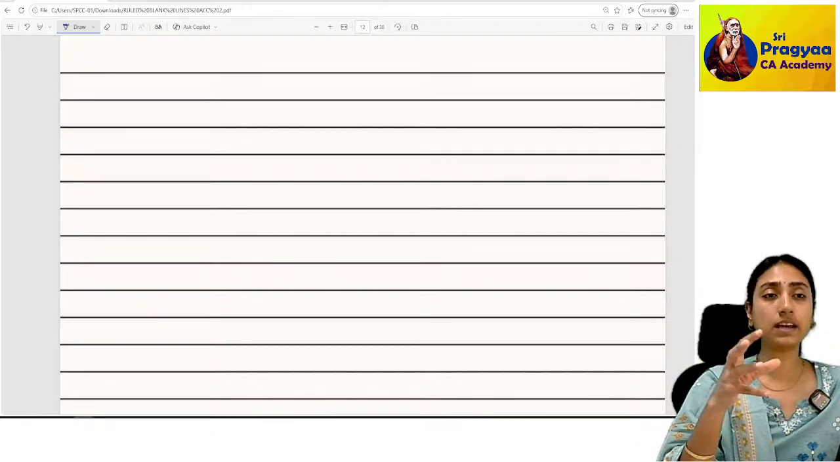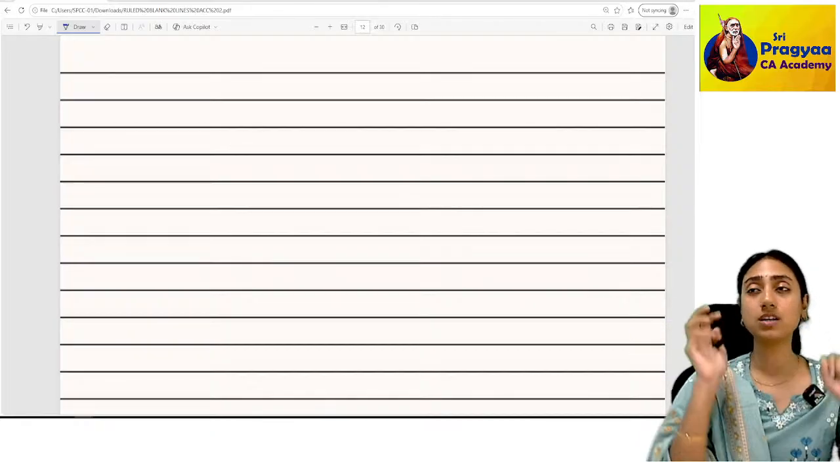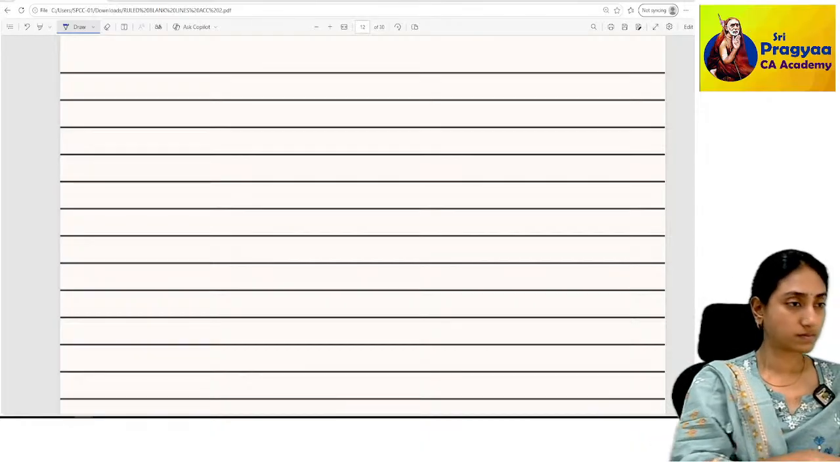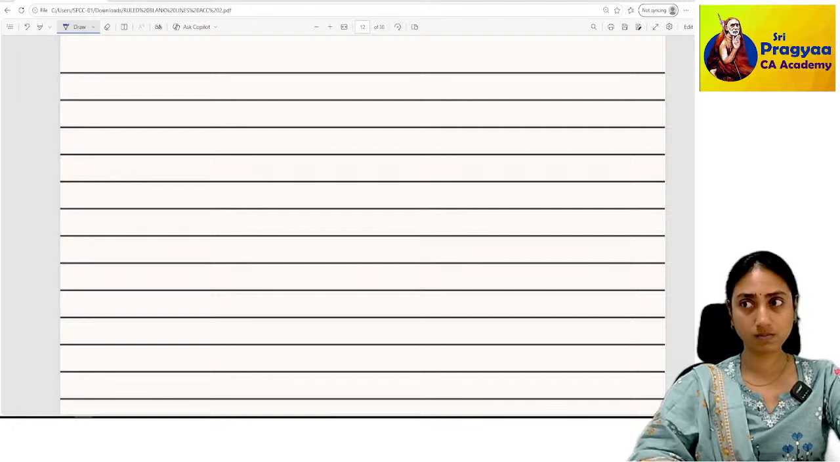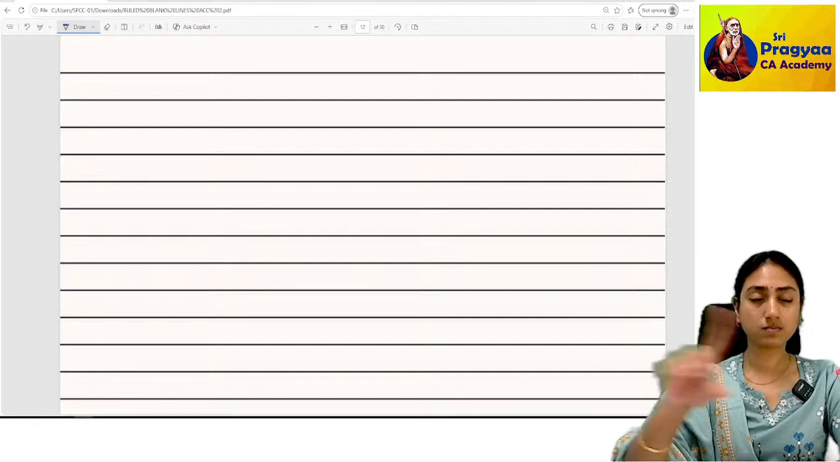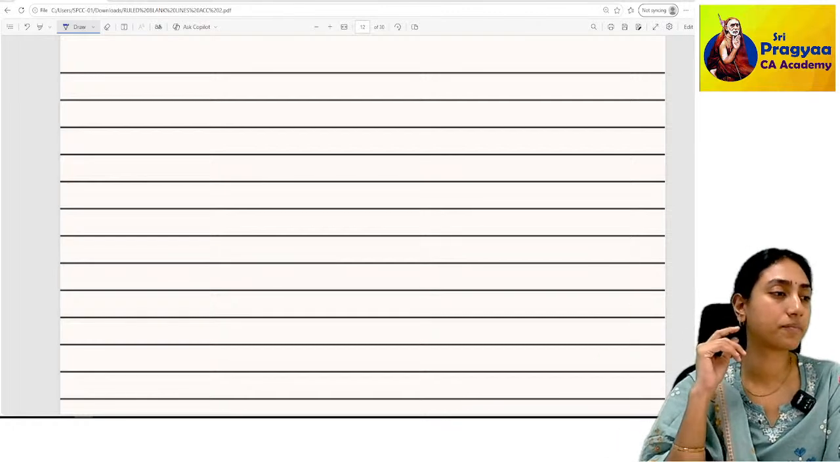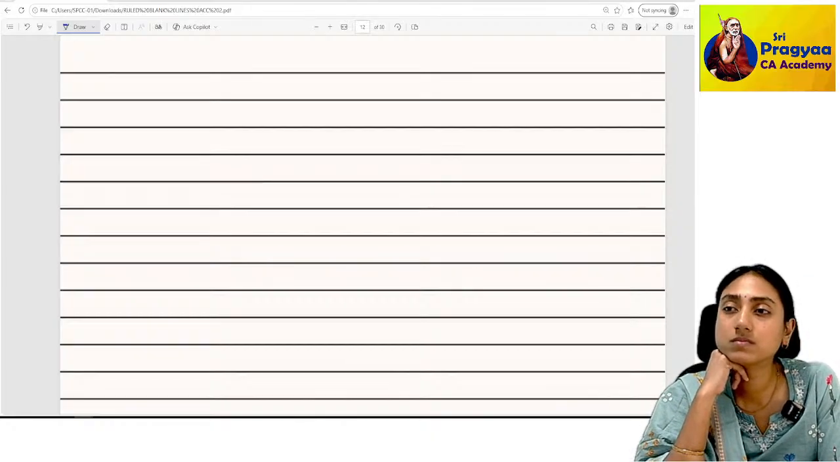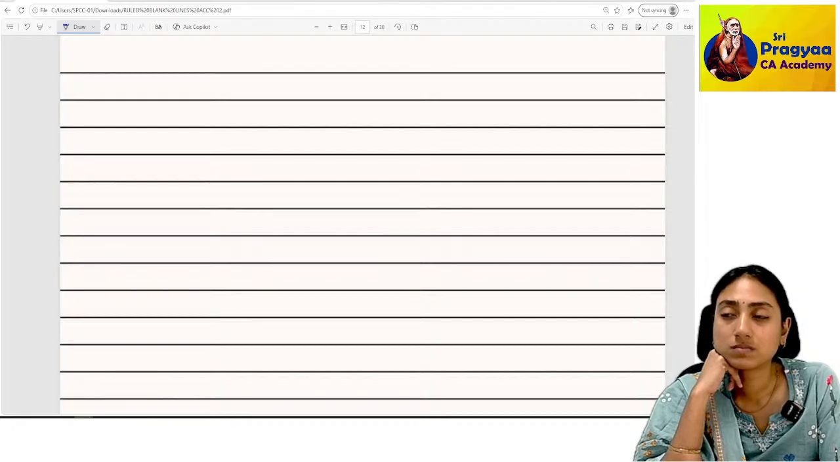Accounting is simply, what is the definition of accounting? Art of recording, classifying, summarizing financial transactions which are in part of financial character and determining the.